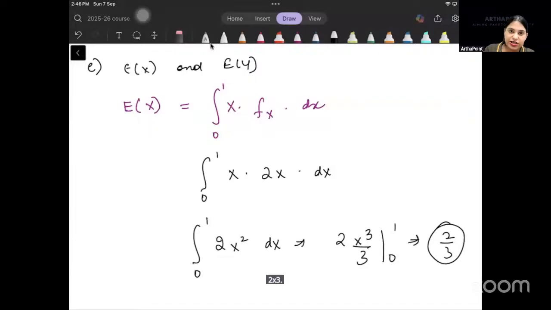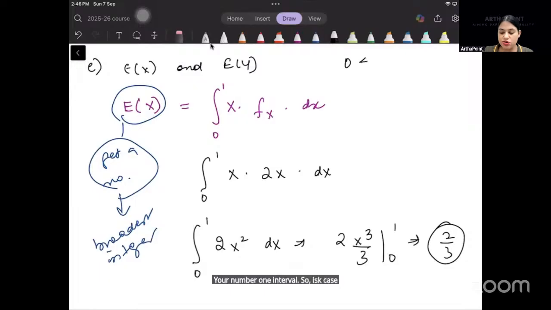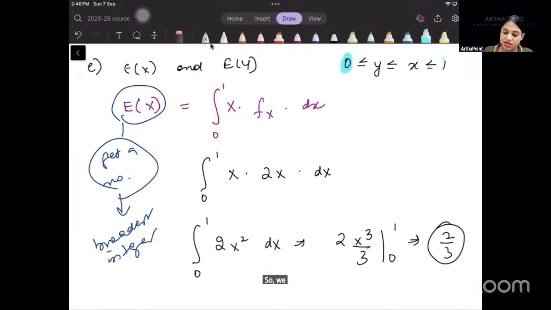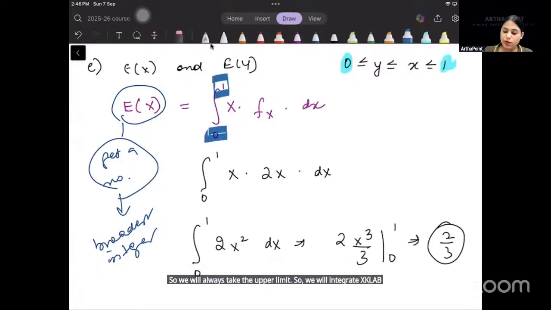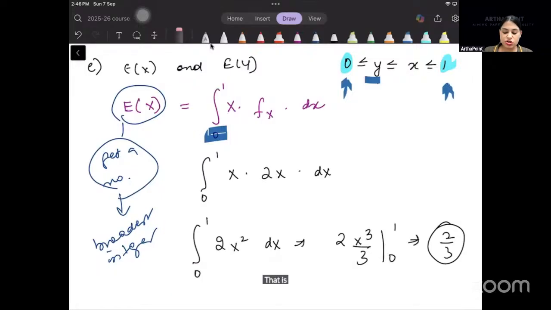In expectation, you will always get a number. You will always take the broadest interval, जो नंबर वाला interval होगा. So इस case में हमारा interval क्या बन रहा है? 0 less than y less than x less than 1. So we will always take the upper limit. So we will integrate x के लिए भी between 0 and 1 and y के लिए भी between 0 and 1. That is the integration you will be performing.